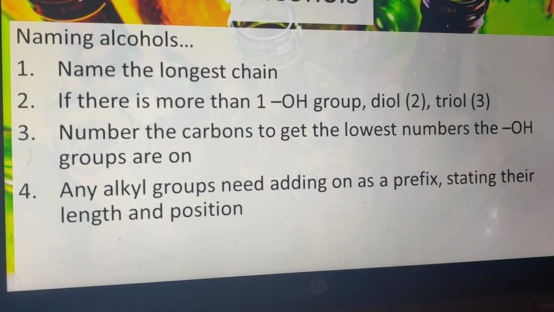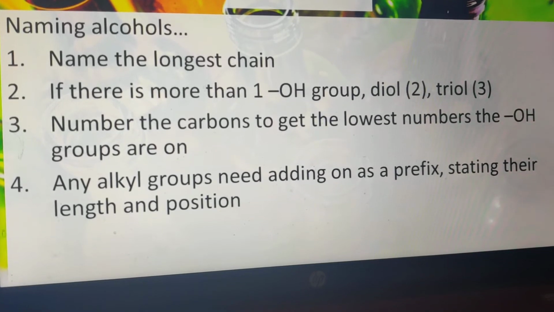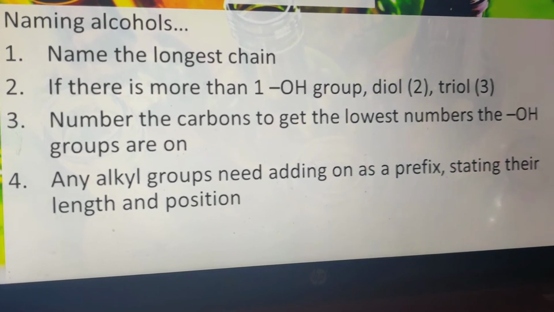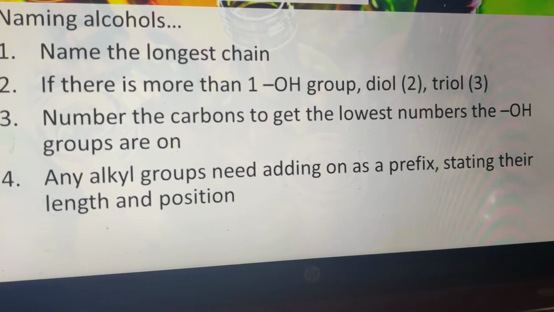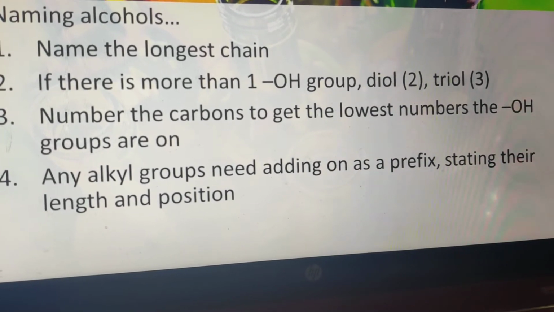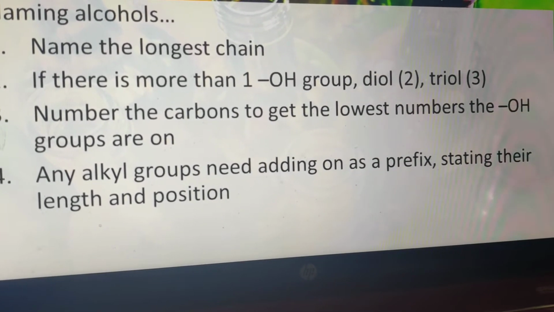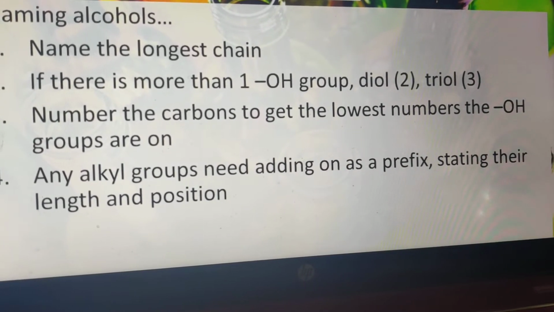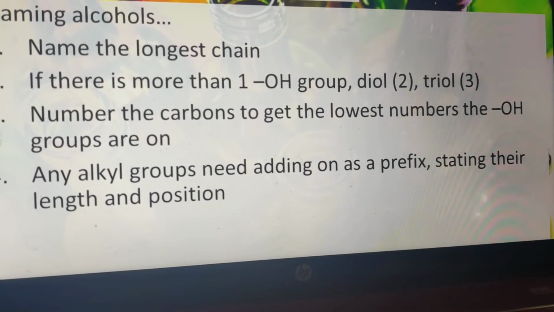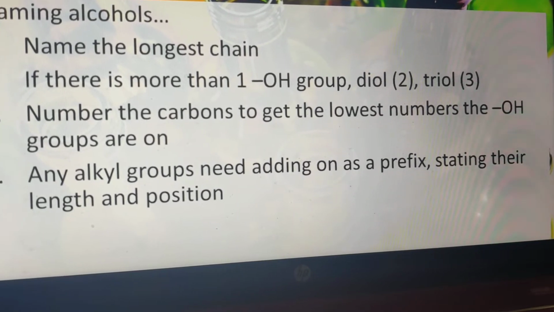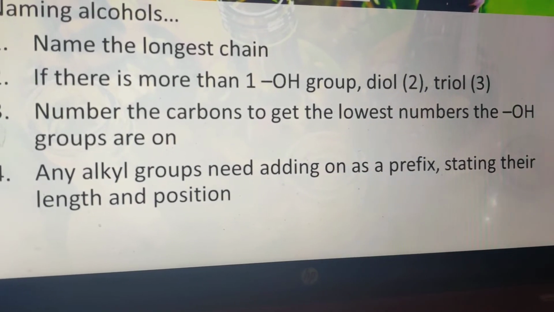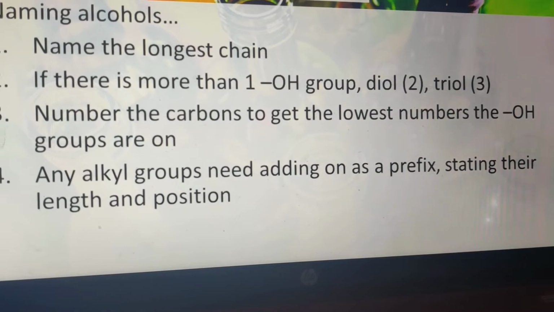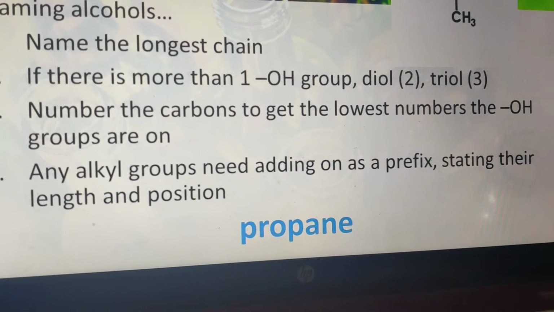So the rules for naming them is you look at the longest chain first. If there's more than one OH group, then you use di and tri. So a diol if there's 2 OH groups, or triol if there's 3. And you number the carbons to try and get the lowest possible numbers. And then if there's any other side groups, you need to add those on at the beginning. So you kind of name them in reverse. That's how I think about it.